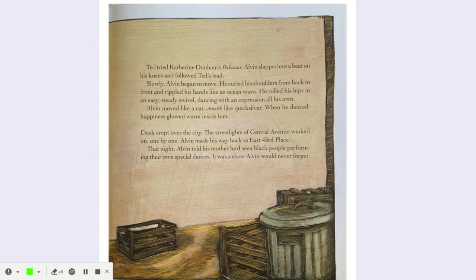Dusk crept over the city. The street lights of Central Avenue winked on one by one. Alvin made his way back to East 43rd Place. That night, Alvin told his mother he'd seen black people performing their own special dances. It was a show Alvin would never forget.